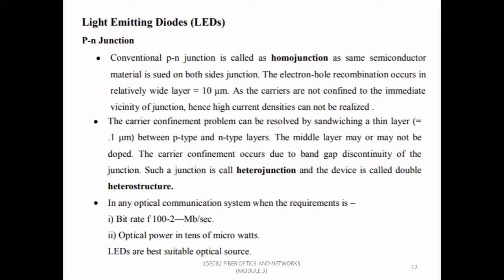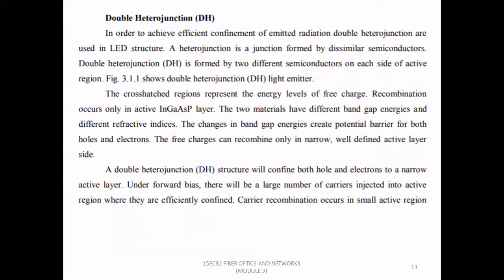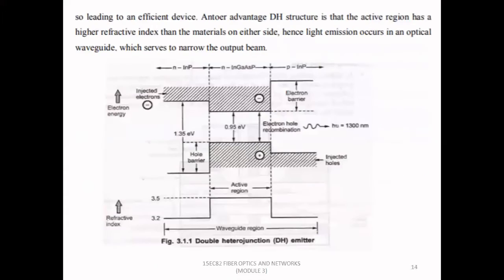optical source. Now let us discuss the double heterojunction. In order to achieve efficient confinement of emitted radiation, double heterojunctions are used in the LED structure. The heterojunction is a junction formed by dissimilar semiconductors. A double heterojunction is formed by two different semiconductors on each side of the active region, which is shown in figure 3.1.1 in the next page. So in the figure, that is this one.